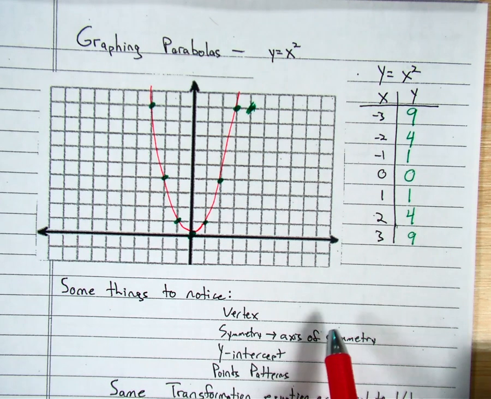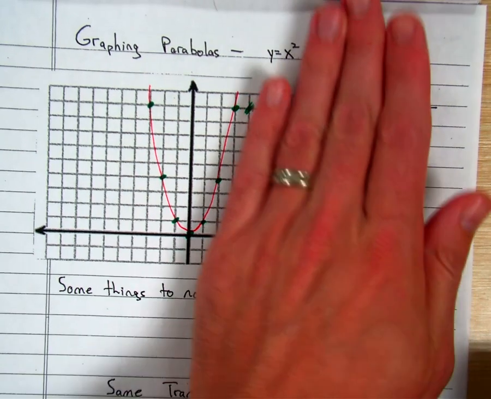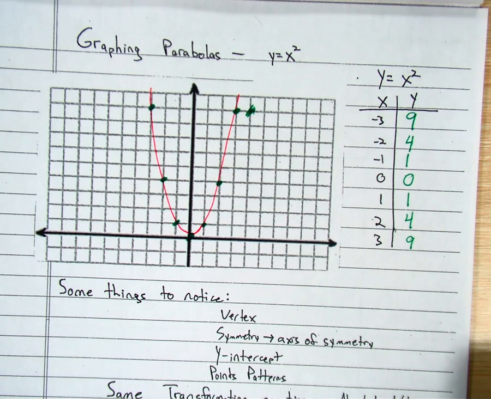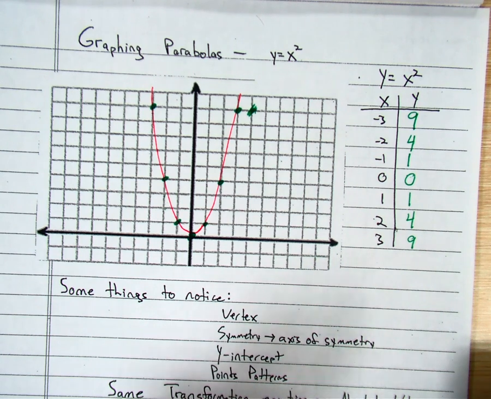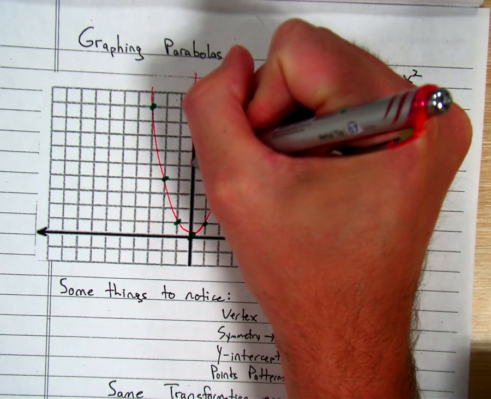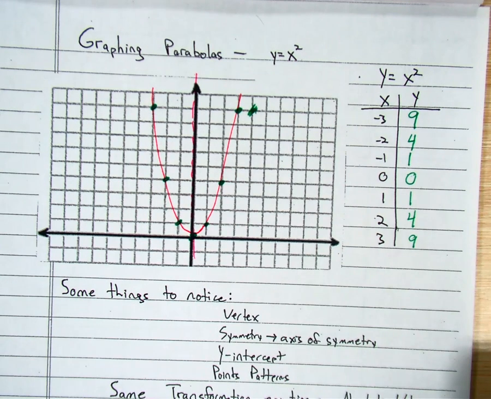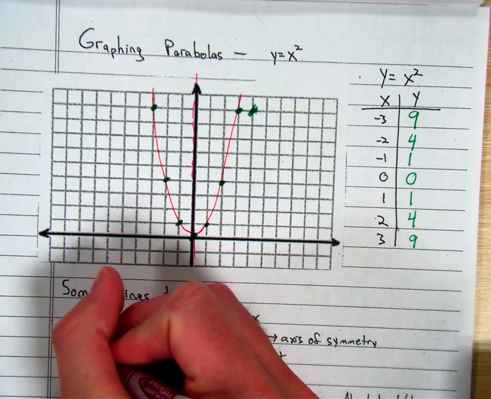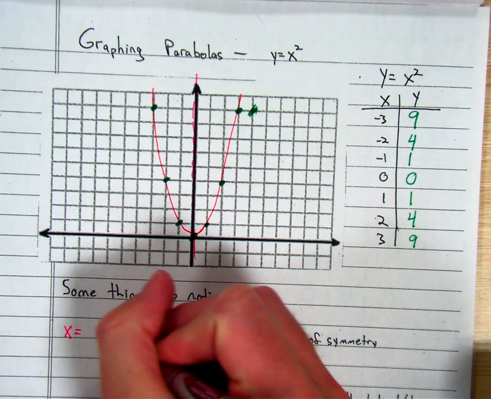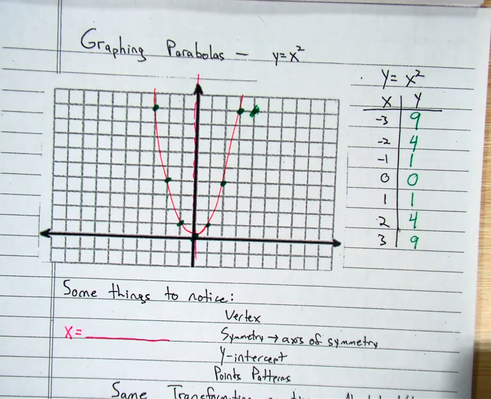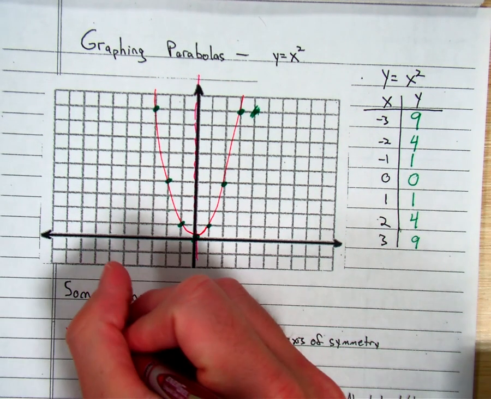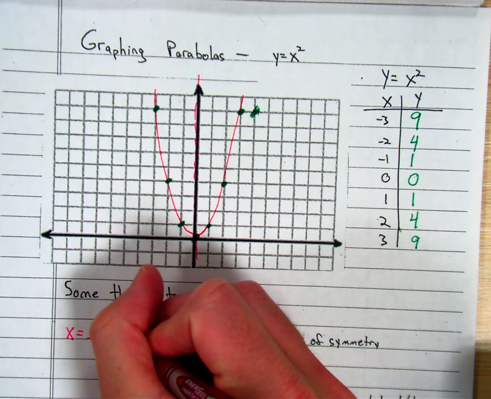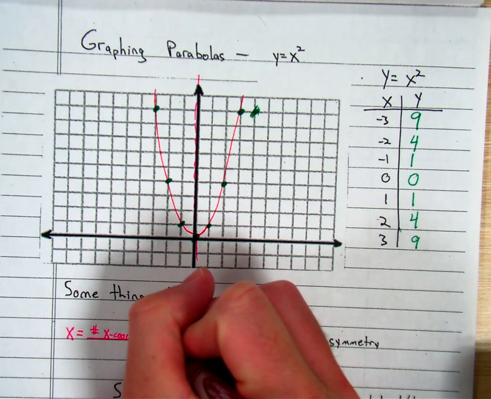Just like with absolute value, we can reflect these points over, fold those over onto each other. It has some symmetry, and we have a special line called the axis of symmetry that's going to go right down the middle. This particular one is going to be tough to see because it is on the y-axis right now. But as we move these around, it will always be x equals the x-coordinate from the vertex.